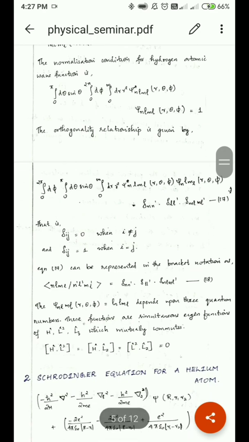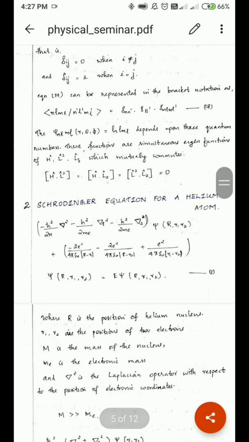Now this equation 17 can be represented in the bracket notation as n l ml with n dash l dash ml dash is equal to del n n dash, del l l dash, and del ml ml dash. It is equation 18. The psi n l ml of r theta phi depends upon the three quantum numbers, and these functions will be simultaneous eigenfunctions of h cap, L cap square, and Lz cap, which mutually commute. That is, the commutators of h cap with L cap square, h cap with Lz cap, and L cap square with Lz cap are all equal to 0.